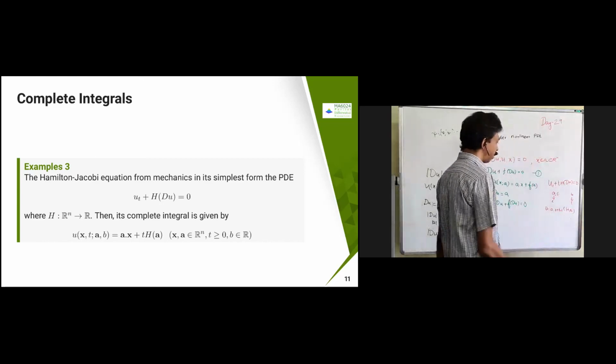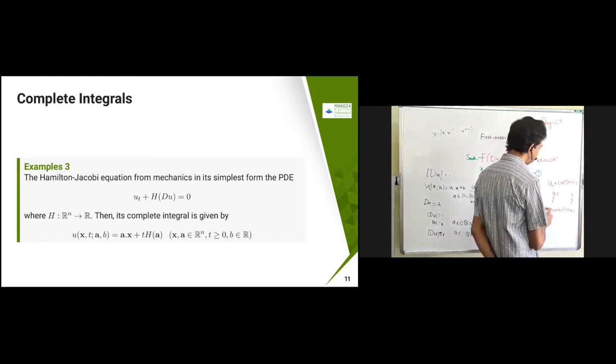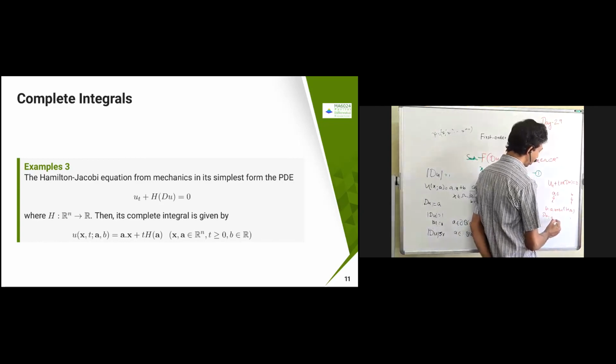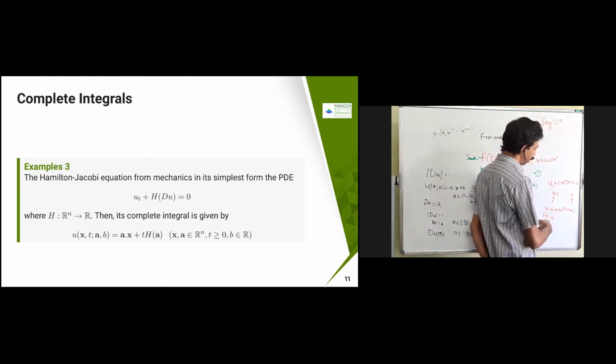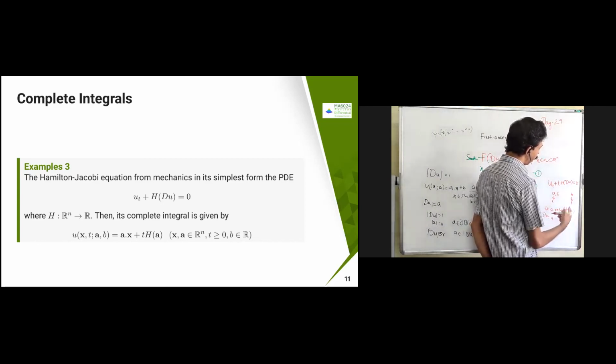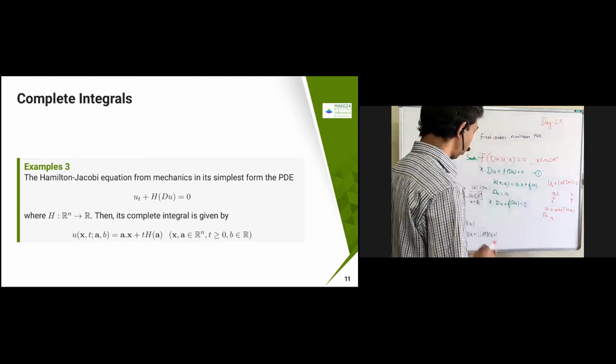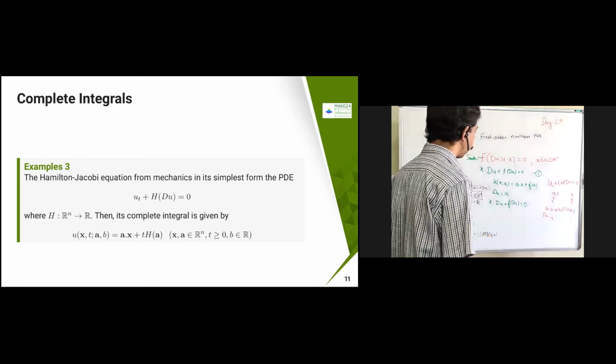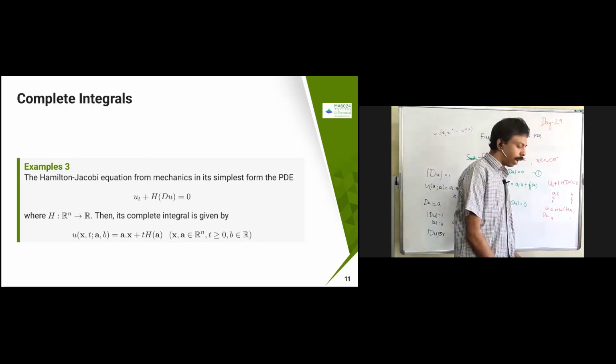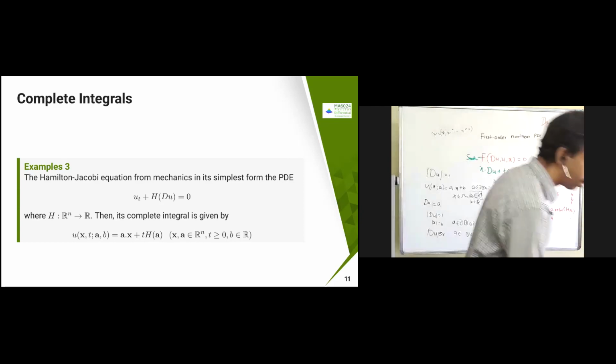Once again you do the same thing. If you take the differentiation with respect to x, this is going to become a. The b is going to cancel, this is 0, because I'm taking the derivative with respect to x only. So Du is going to become a, and I can substitute it over here. So this is going to become H(a). Then if you take the derivative with respect to t, we are going to get this one, and again we substitute. Therefore this is the complete integral.